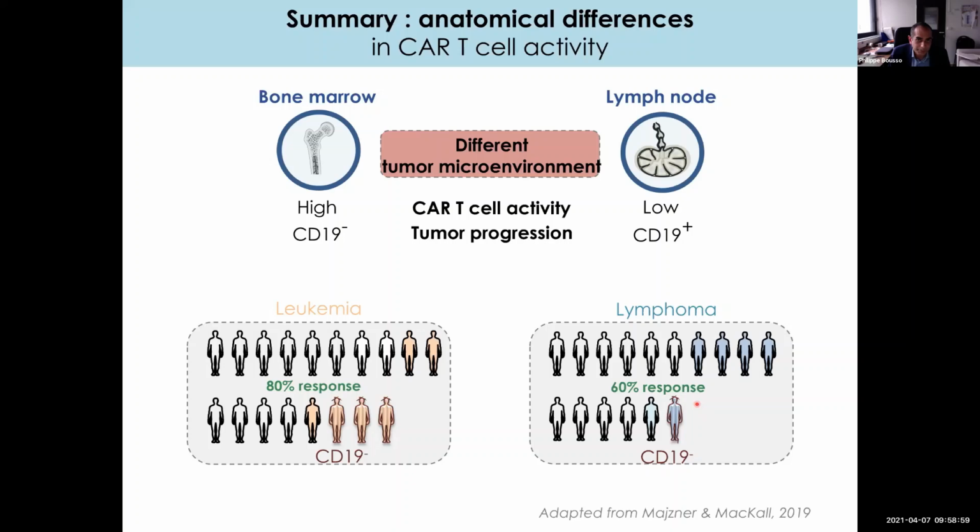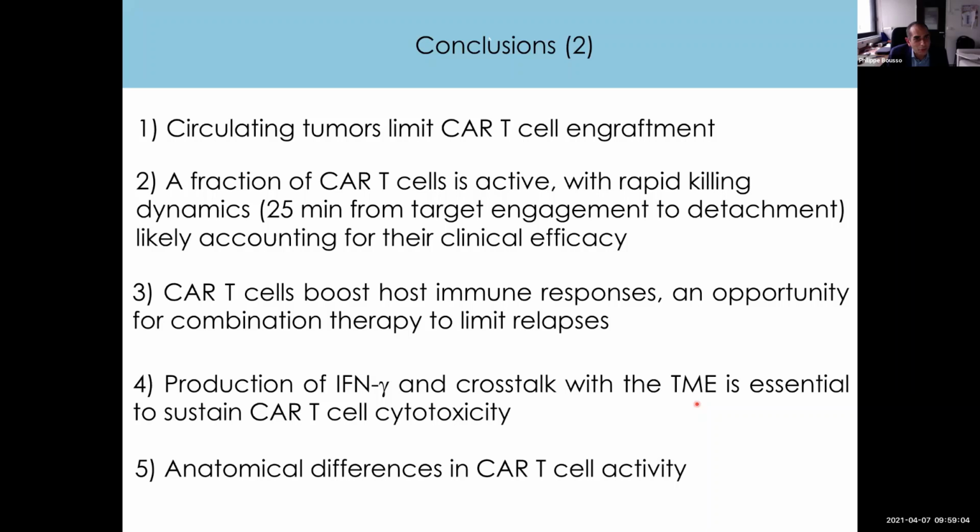So to conclude this second part, a few observations that I think may be relevant for CAR T cell therapy. First is that a circulating tumor limits CAR T cell engraftment, that we've seen that a fraction of CAR T cells is extremely active with rapid killing dynamics, and that's probably accounting for their clinical efficacy. We have learned also that CAR T cells boost the host immune responses very effectively, and that's, I think, an opportunity to exploit for combination therapy that will help to limit relapse, in particular when the antigen is lost.